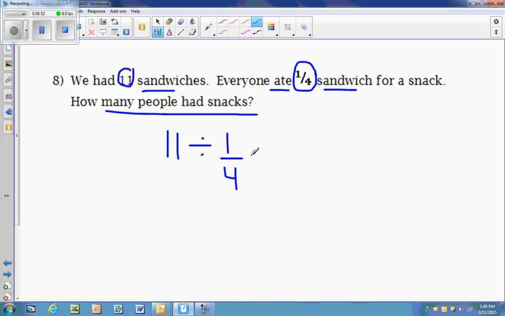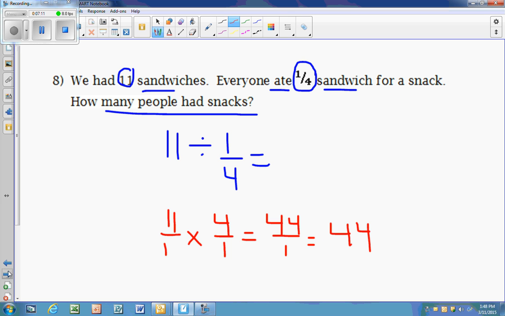11 divided by 1/4. So we go back to our keep, which is over 1, change, flip, and we end up with 44 over 1, which is equal to 44. So we have 44 people eating snacks, and you should write a sentence.